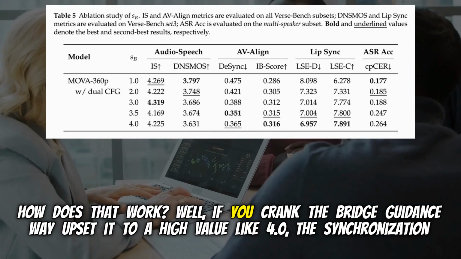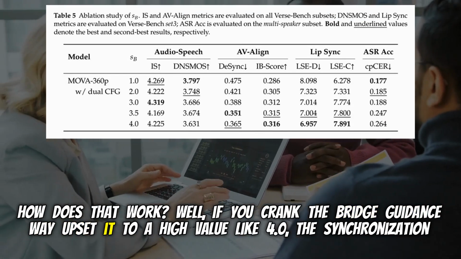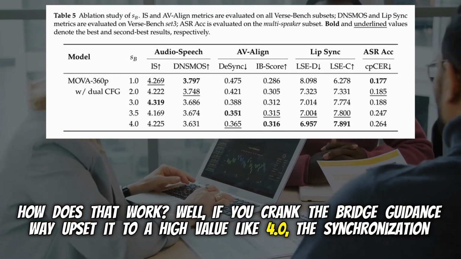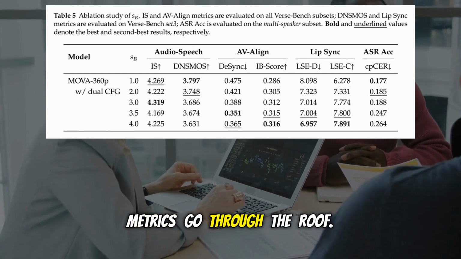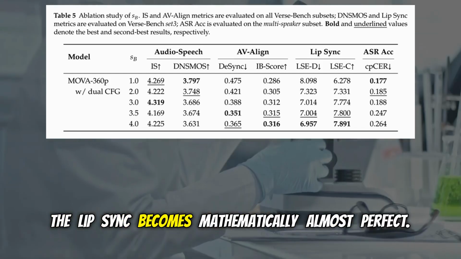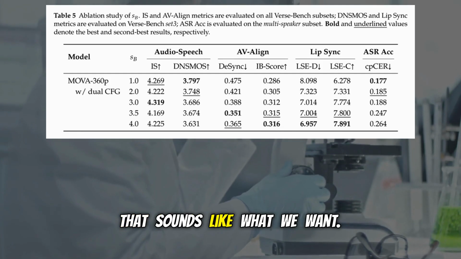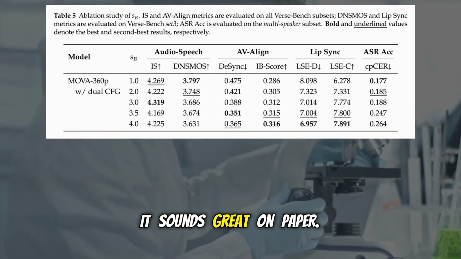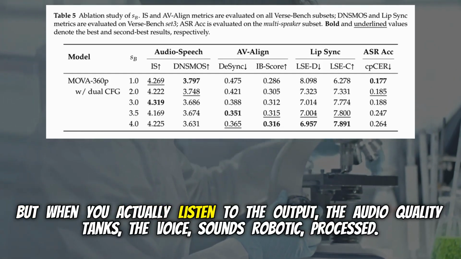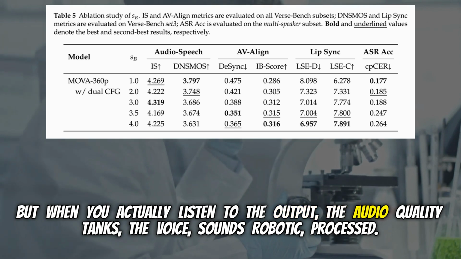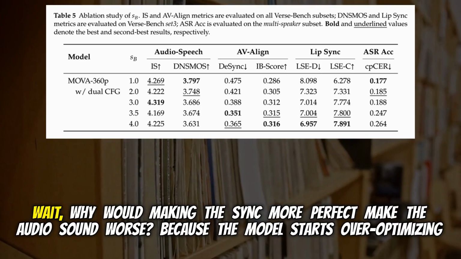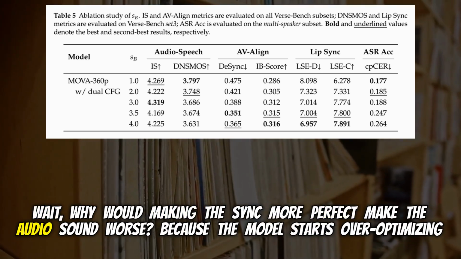Well, if you crank the bridge guidance way up, set it to a high value like 4.0, the synchronization metrics go through the roof. The lip sync becomes, mathematically, almost perfect. That sounds like what we want. That sounds great. It sounds great on paper. But when you actually listen to the output, the audio quality tanks, the voice sounds robotic, processed. Wait, why would making the sync more perfect make the audio sound worse?